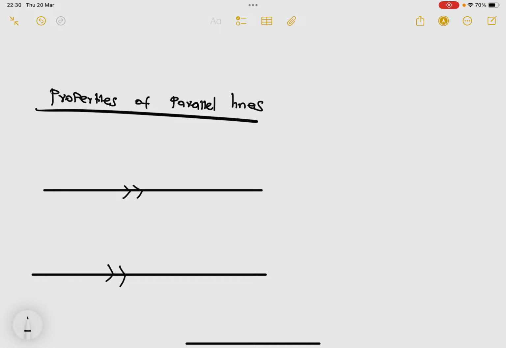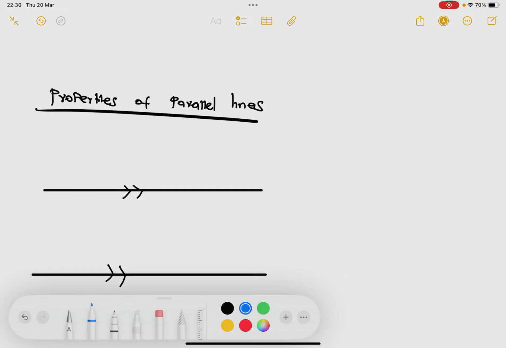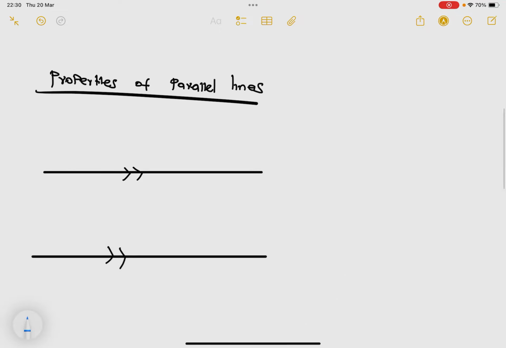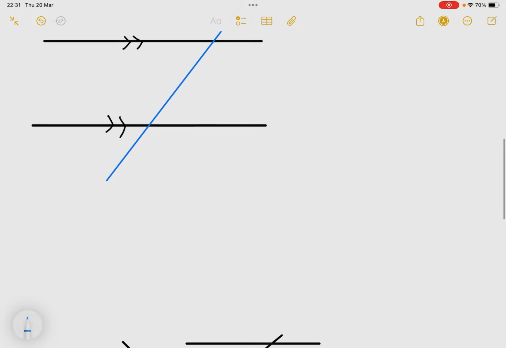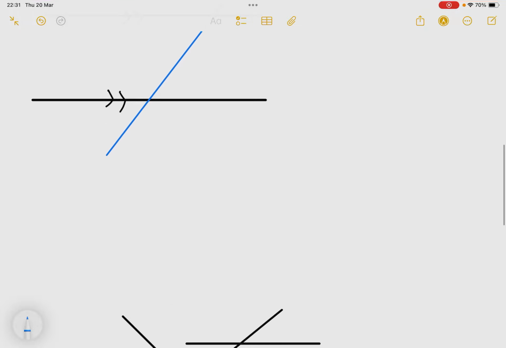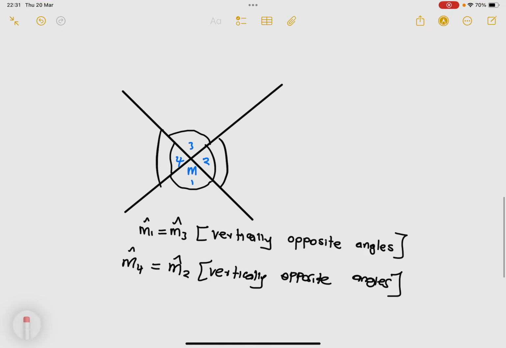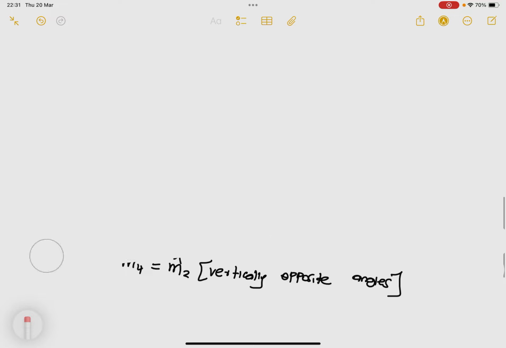Now, on properties of parallel lines, let's say I decide to draw another line crossing like this. It is crossing like that, right? So there are three things that we want to focus on. Number one, I realize I'm still having some stuff here, so I just want to erase them.